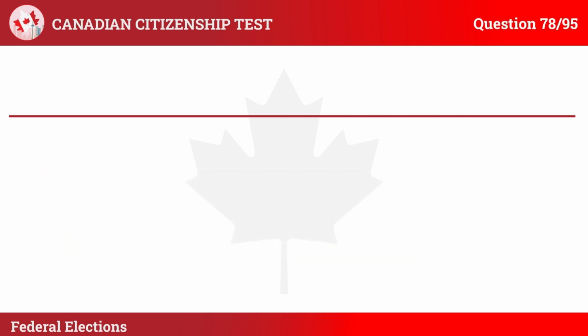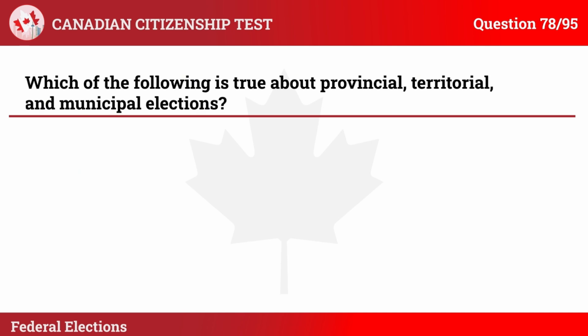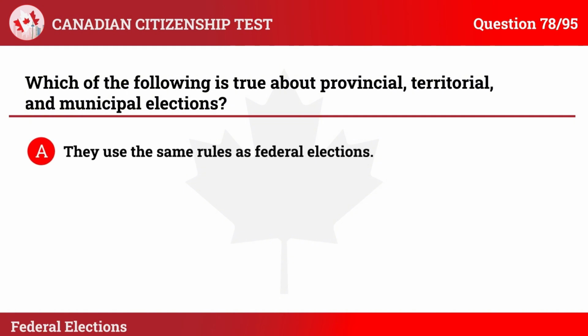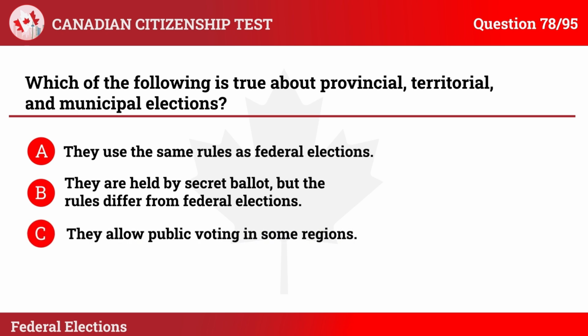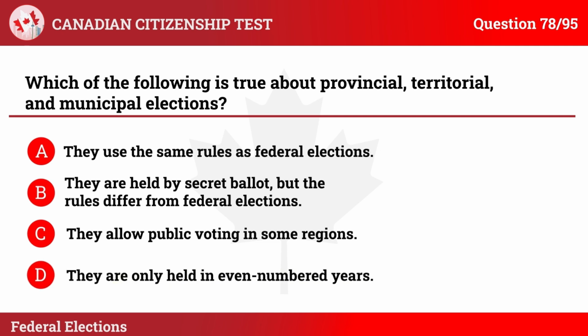Question 78. Which of the following is true about provincial, territorial, and municipal elections? A. They use the same rules as federal elections. B. They are held by secret ballot, but the rules differ from federal elections. C. They allow public voting in some regions. D. They are only held in even-numbered years.